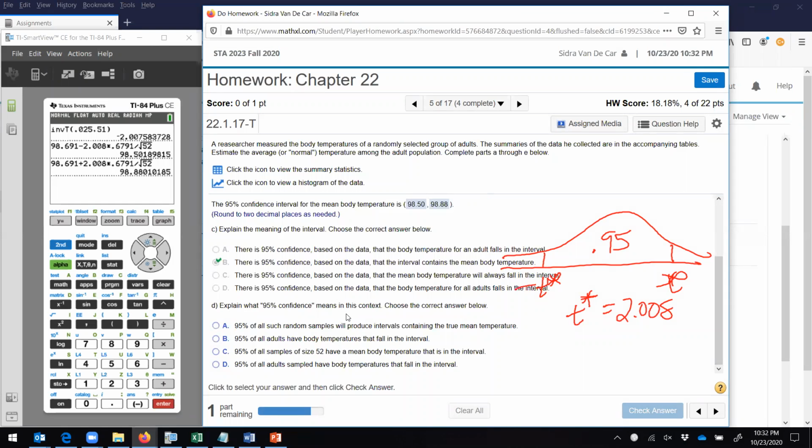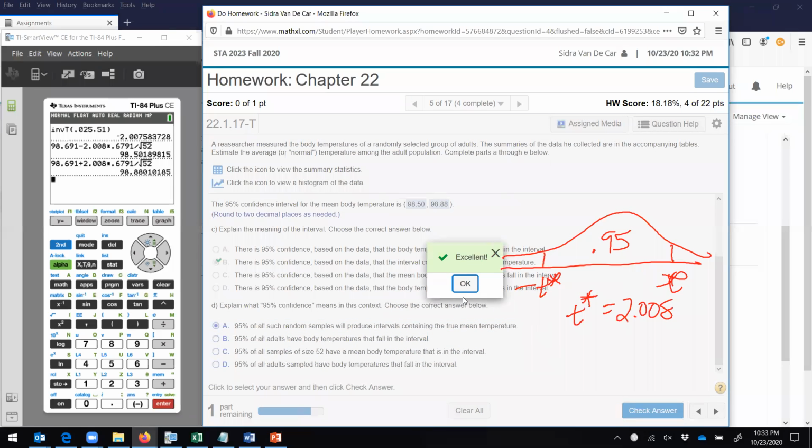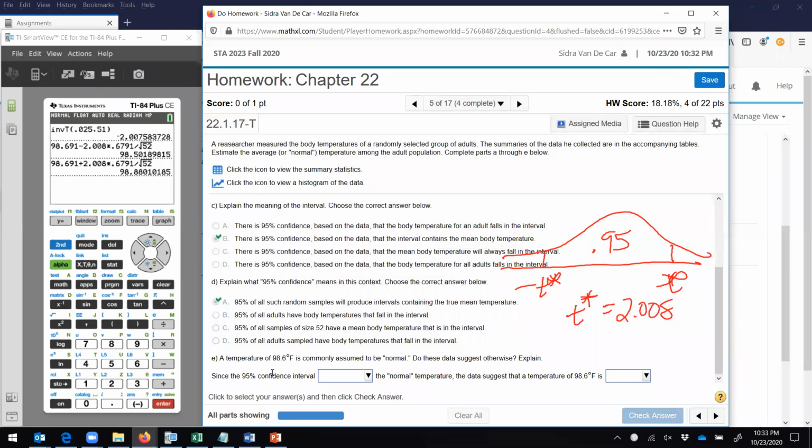Explain what 95% confidence means. 95% of all such random samples will produce intervals containing the true mean temperature. A temperature of 98.6 is commonly assumed to be normal. Do we agree with that? Well, no, we think it should be between 98.5 and 98.8. So yes, that's in that interval.